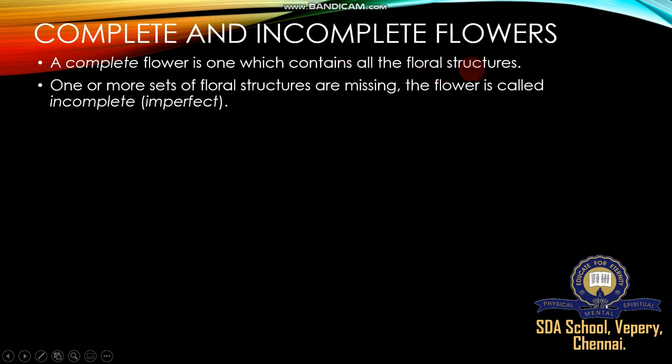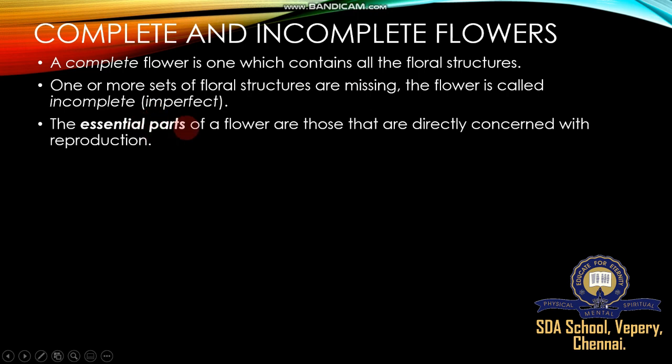So here a complete flower is called a perfect flower. Perfect or complete flower, incomplete or imperfect flower. So what is imperfect? Any one or more sets of floral structures, either bract or calyx or corolla or androecium or gynoecium, being missing makes it an incomplete flower or imperfect flower.